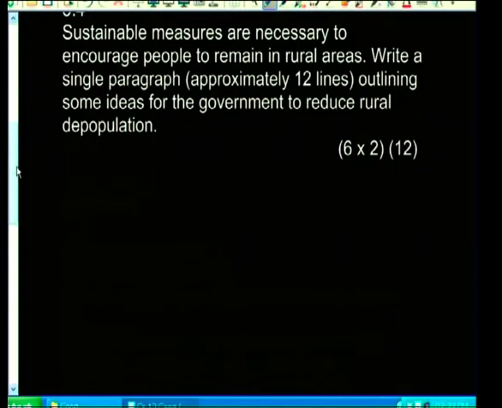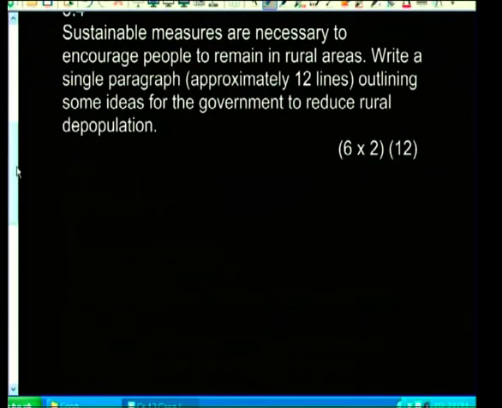We have looked at the negative effects associated with so many people moving to the cities. And now the question is, we've got to come up with suggestions as to how we can keep a lot of people living in the rural areas. Write a single paragraph, approximately 12 lines, outlining some ideas for the government to reduce rural depopulation.